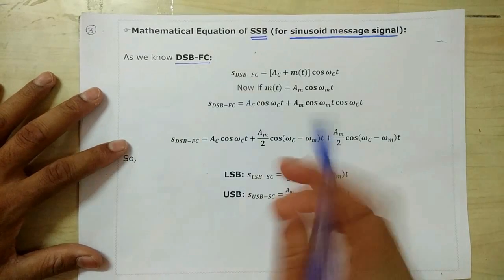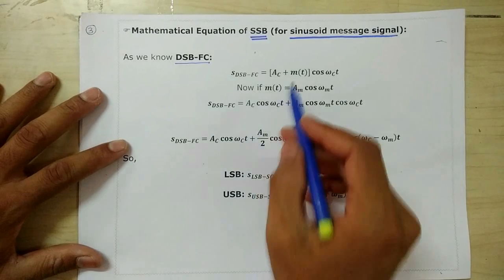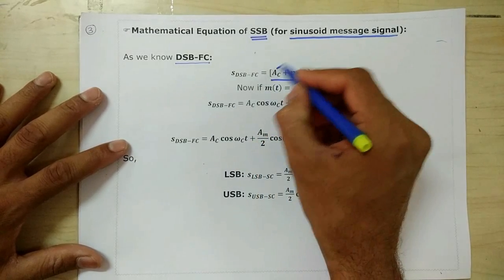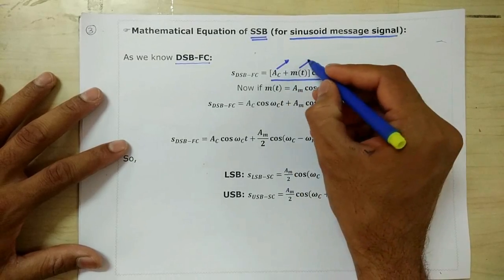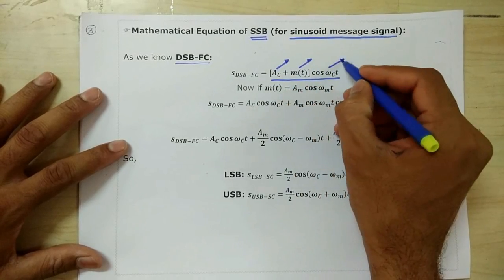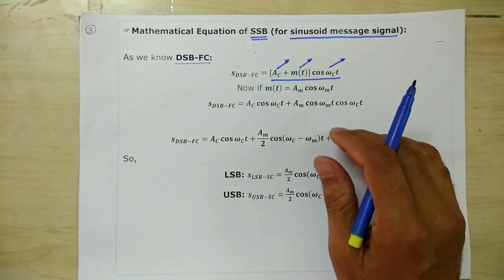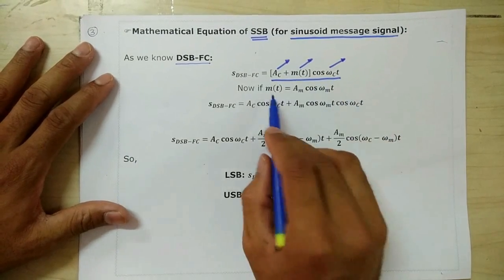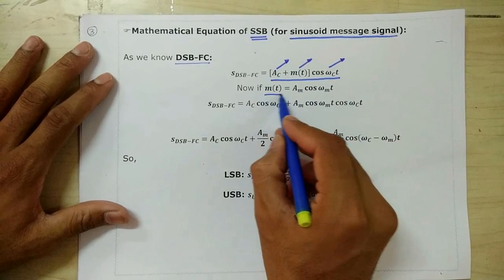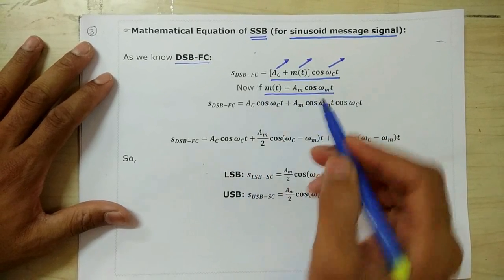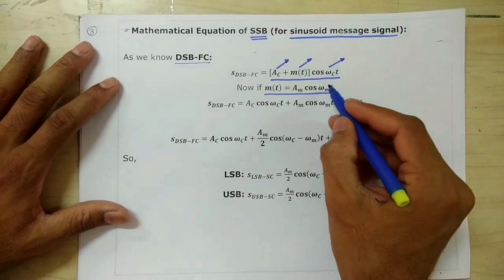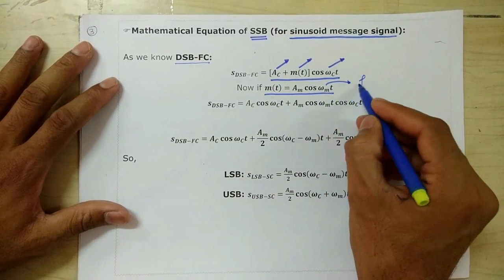So let's say my DSB-FC signal is (AC plus m(t)) cos omega_c t, where AC is the peak amplitude of the carrier, m(t) is my message signal, and cos omega_c t is my carrier signal, which is present at frequency fc. Now since m(t) is a sinusoid, I can replace m(t) here by AM cos omega_m t. So you can see here this is the FM.